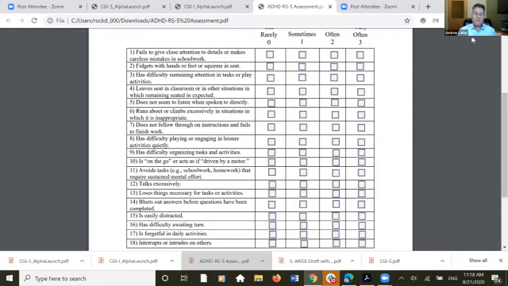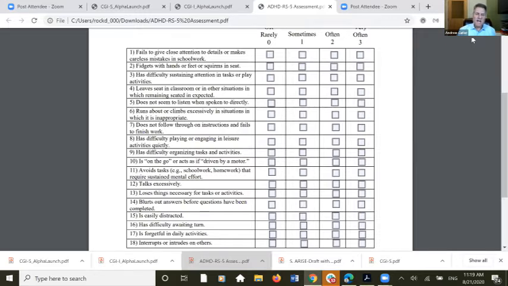Item number 6, running about or climbing excessively in situations in which it is inappropriate. Now, this is fairly obvious what this refers to. This can be running around, climbing up on furniture, climbing trees, things like that. But it's getting to an element of hyperactivity, of excessive motor activity. Now, with older kids or adolescents, sometimes they may not be running around and climbing on things. The hyperactivity goes internal, and this might be expressed as a sense of restlessness or difficulty just doing nothing.